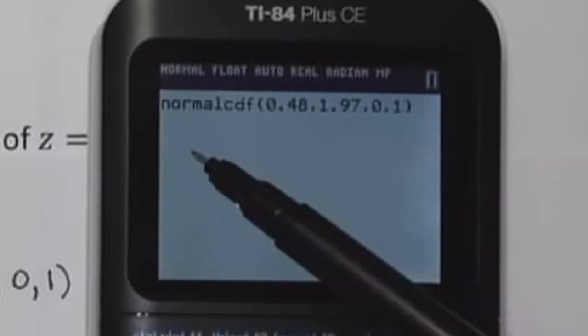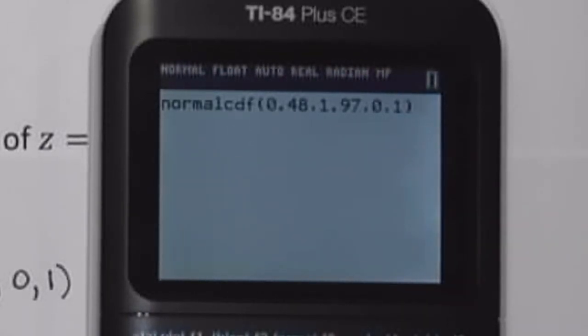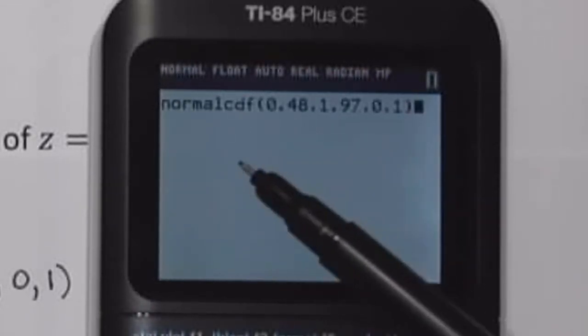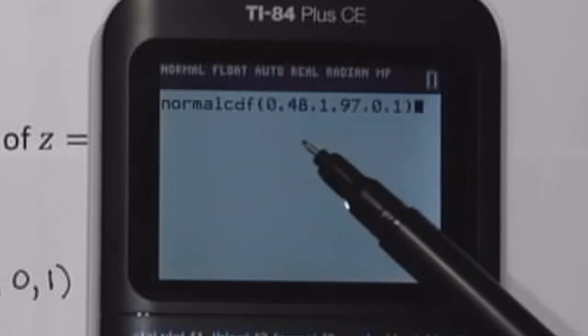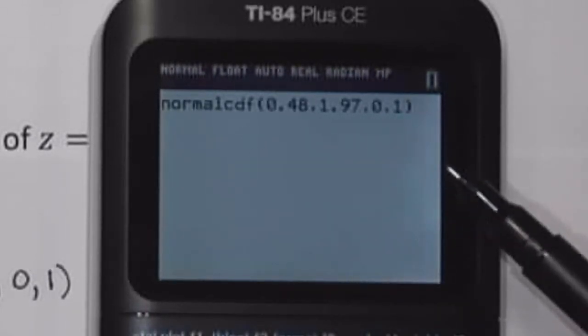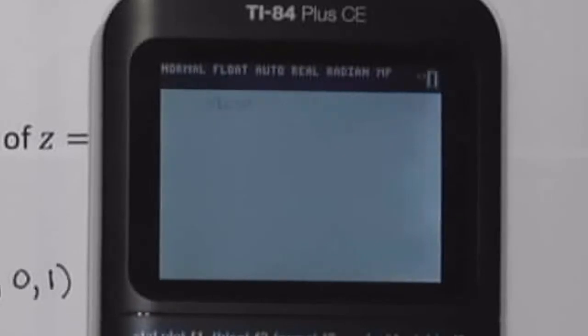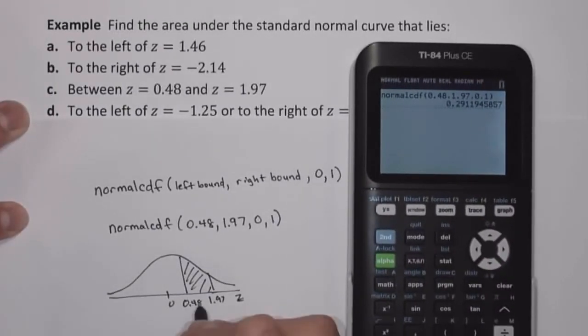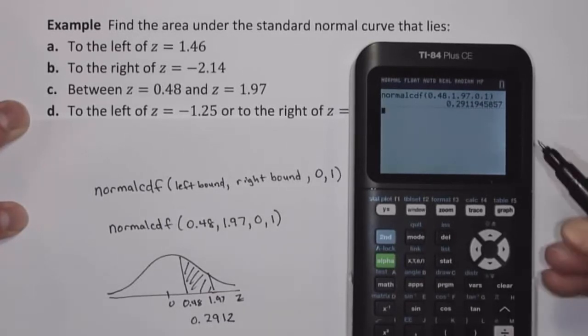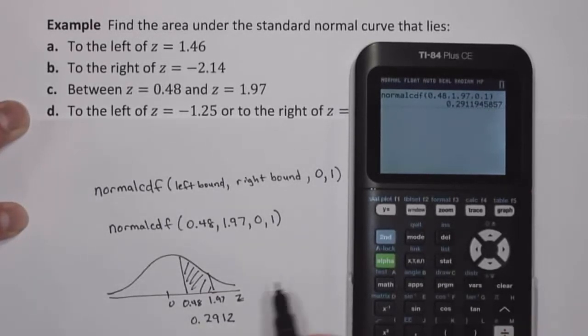Okay? Now, so I get this that I mentioned before, how this was going to look. I get that on the screen of my calculator. If you have an older version of the calculator, then you would have to actually type it in right here. Okay? You wouldn't get the window to fill in like I did. When I hit enter, I get 0.2912 if we round to 4 places. Okay? So this area between 0.48 and 1.97 is 0.2912 when rounded to 4 places.